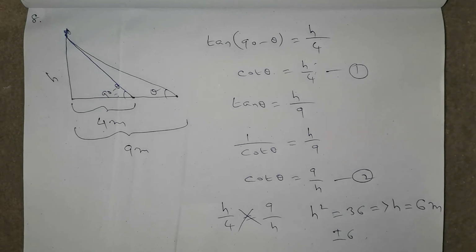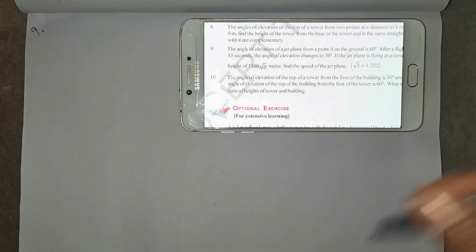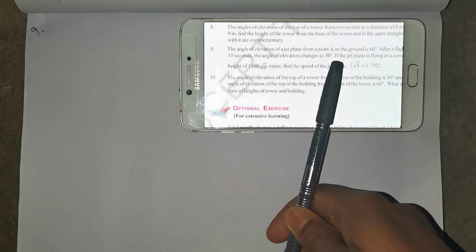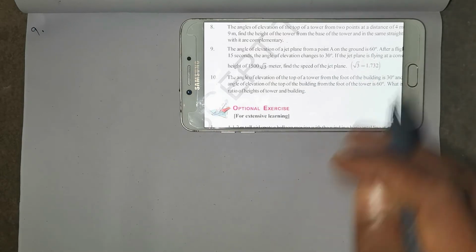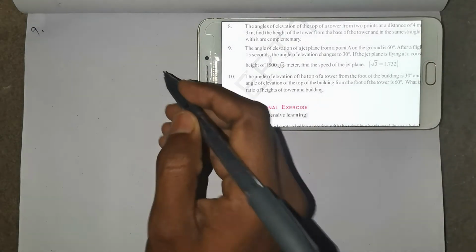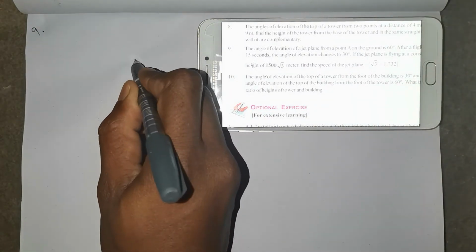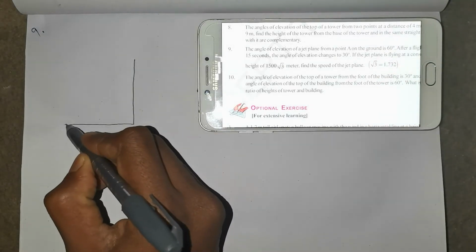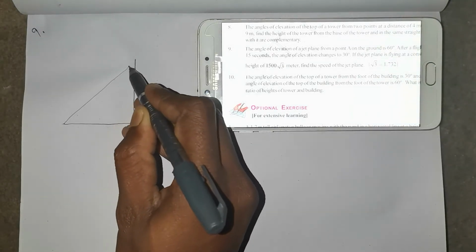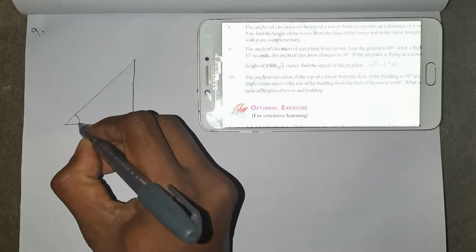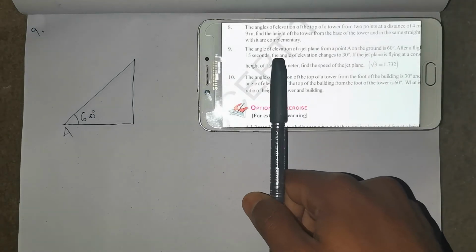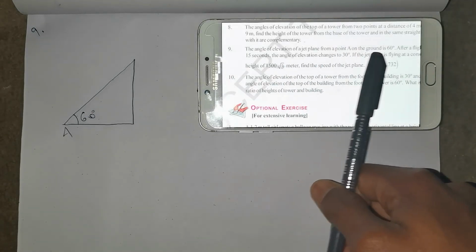Okay, let's move to the next question then. Next question number 9. The angle of elevation of a jet plane from a point A on the ground is 60 degrees. Somewhere here one flight is there. So from this point he is observing that plane with angle 60 degrees. And in the question itself he mentioned this is point A.